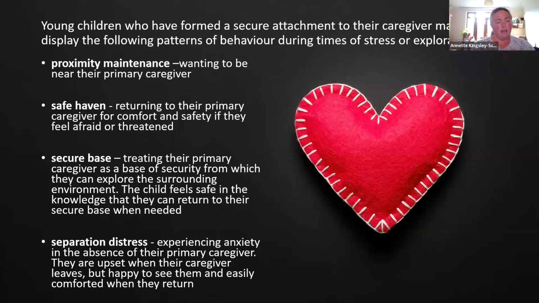So this slide shows the 4 behaviours Mary Ainsworth identified during stress or exploration. Young children who have formed a secure attachment to their caregiver may display the following patterns of behaviour during times of stress or exploration. The proximity maintenance of wanting to be near their primary caregiver, basically the clingy child that is like Velcro, that is constantly wanting to hold your hand or be very close to you.